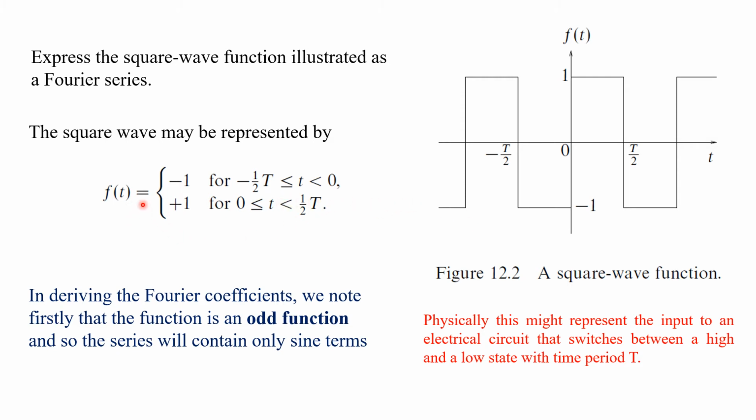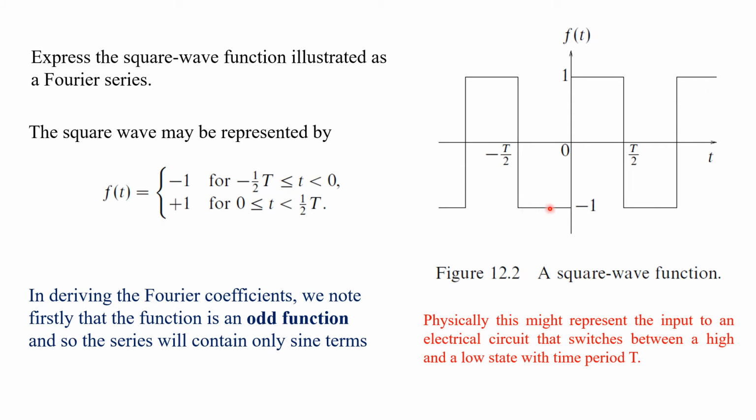You have your f of t is equal to -1 for t that's greater than or equal to -T/2 and less than 0. So it's -1 for these values of t here, and it's equal to +1 for 0 is less than or equal to t, and t is less than T/2. So these are your f of t is equal to +1, and this one is equal to your -1.